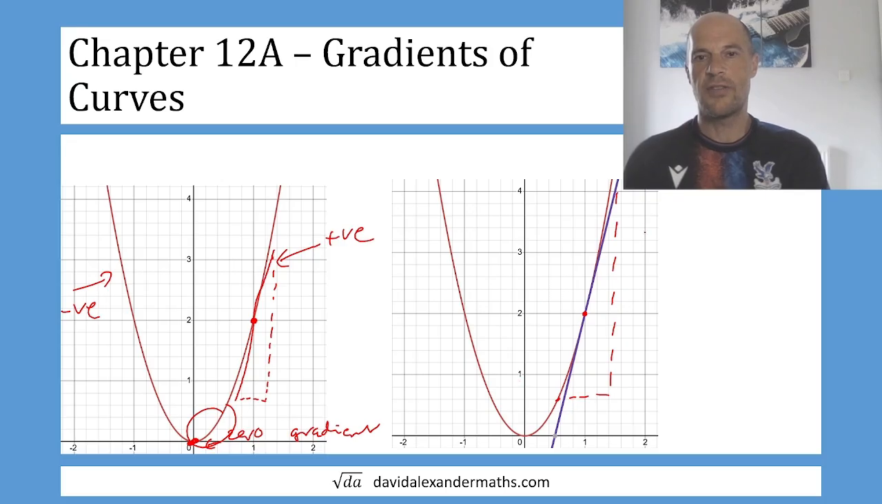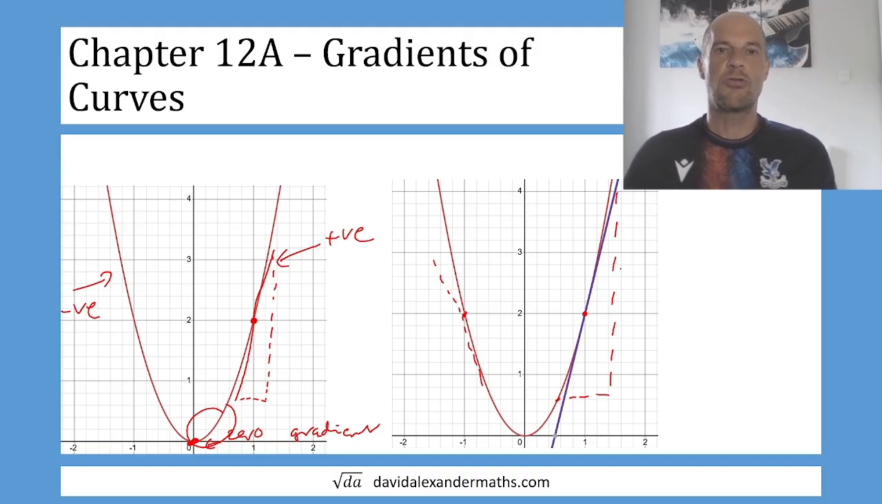Similarly, whatever gradient I work out where x is 1, it's going to be completely different where x is -1, because the tangent is going down. We can see it's a negative gradient on the left hand side. The tangent is going downwards and not upwards. So that's the key thing to remember. The gradient of a curve is constantly changing, and the gradient at any particular point is the gradient of the tangent at that point.